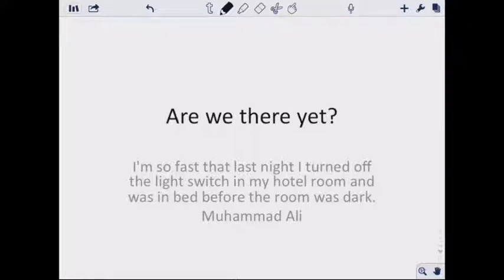And the quote that we have is: I'm so fast that last night I turned off the light switch in my hotel room. I was in bed before the room was dark.